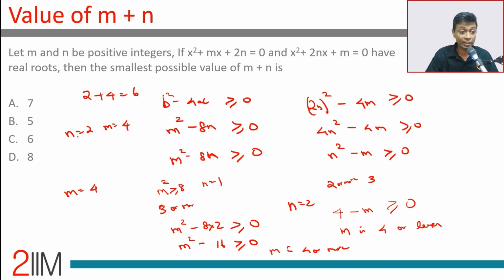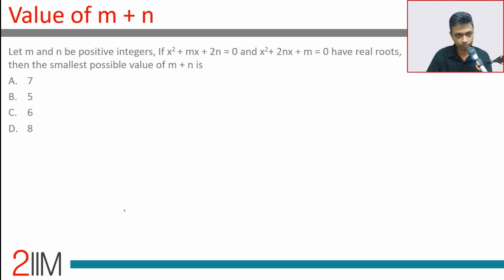If you put n equal to 1, it doesn't work. N equal to 2, m is 4, the best case scenario, and it just works. We can confidently mark this. Do not go about this algebraically. Plug in a few values, see where it takes us.